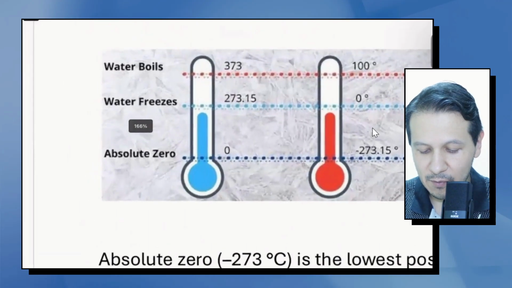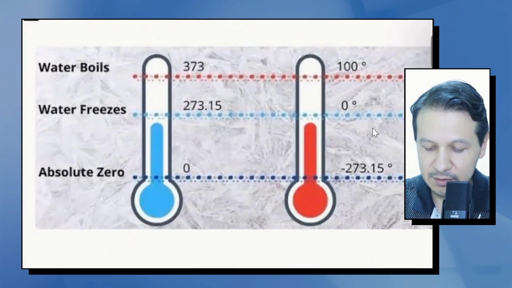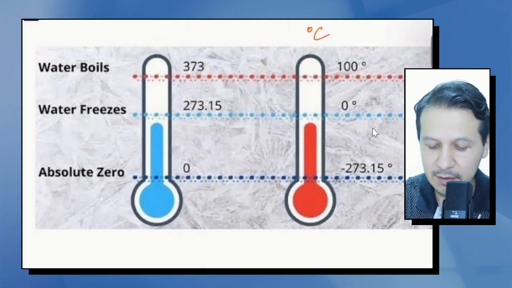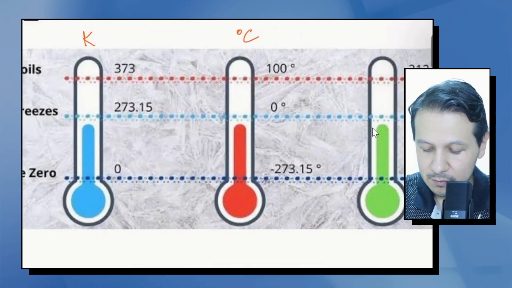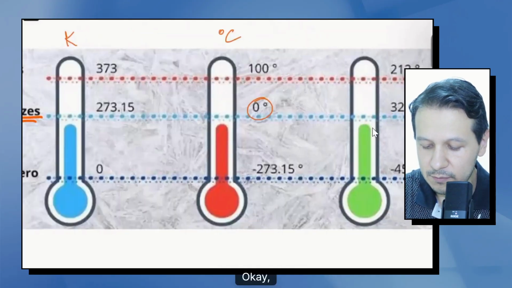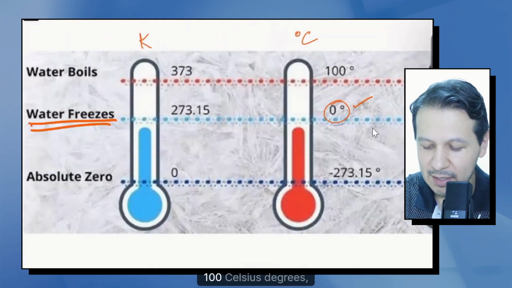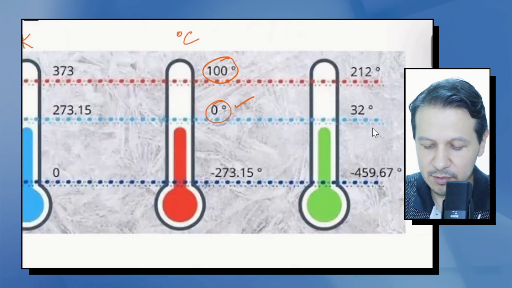Here we have water, and here I have the Celsius scale, and here I have Kelvin. Let's talk about Celsius because this is the one that we will use in our daily life. Zero will be the temperature at which water freezes. So water, zero. Okay, keep your eyes on the red one here. And at 100 Celsius degrees, water boils. Okay, let's keep to this Celsius part first.